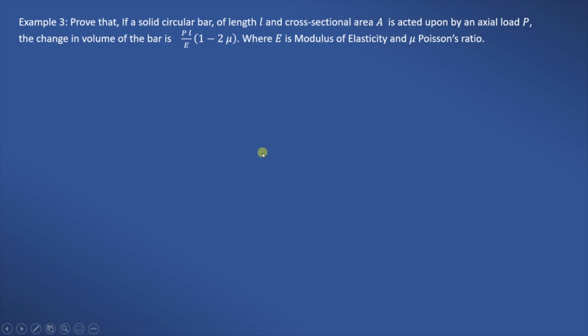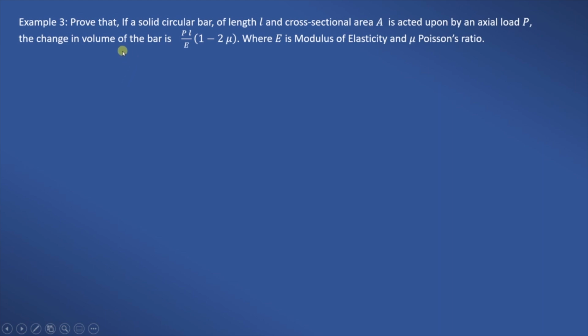Let's solve this problem. Prove that if a solid circular bar of length L and cross sectional area A is acted upon by an axial load P, the change in volume of the bar is PL upon E into, in bracket, 1 minus 2 nu. This nu is Poisson's ratio. E is modulus of elasticity and nu is Poisson's ratio. So you are asked to prove something.